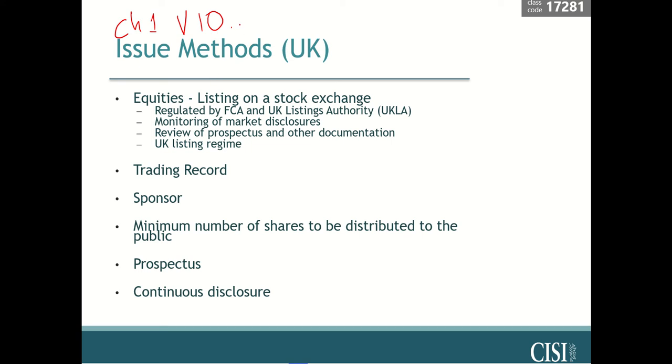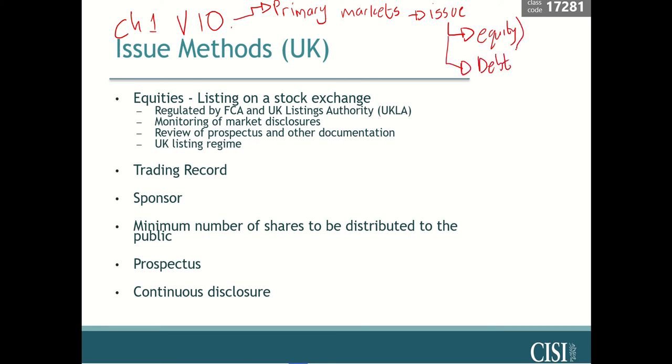So when we're talking about issue methods, we're talking about primary markets, okay? And how are we going to issue shares or debt instruments for the first time. And this focuses specifically on the UK. So last year you would have covered the JSE requirements, and this year we're going to look at the United Kingdom requirements.